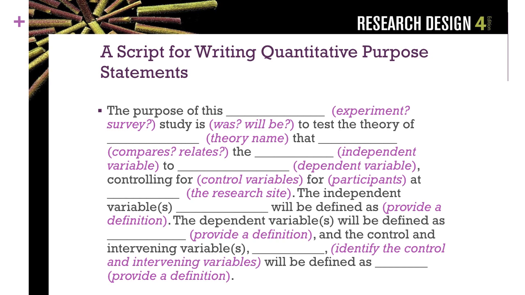And because we're not talking about central phenomena anymore, quantitative research tends to be a little bit more concrete. You could specify the independent variable will be defined as whatever. The dependent variable will be defined as, and any controlling, intervening, or mediating variables that might be going on, you would also spell out and define them. And that would be your purpose statement.